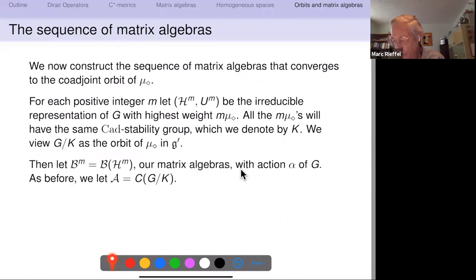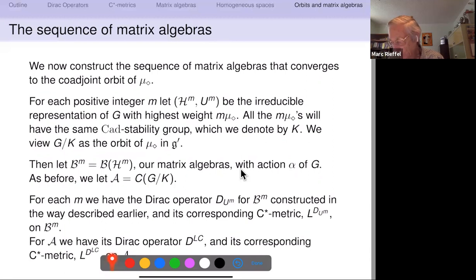And then of course we let our matrix algebras B^m just be the linear operators on these finite dimensional Hilbert spaces for the different representations, and we let G act by conjugation by the representation just as before, and then we let A be the continuous functions on G over K. So this is really the continuous functions on our fixed coadjoint orbit that works for all of these representations.